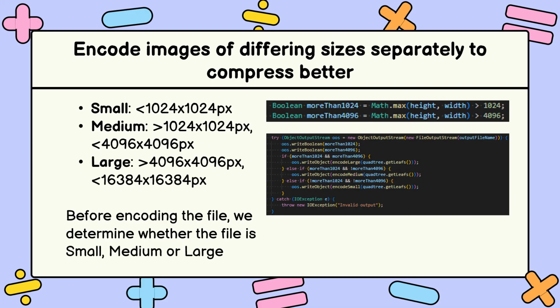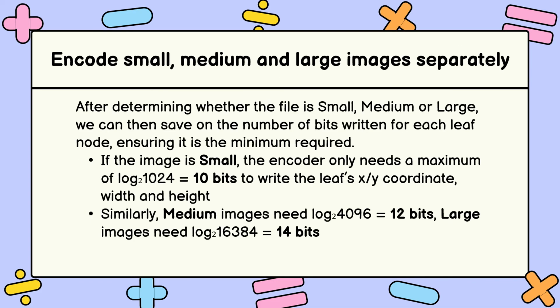We encode small, medium, and large images separately so that we can ensure the most efficient compression. Before encoding the file, we determine whether the file is small, medium, or large. After determining the size of the file, we can then save the number of bits written for each leaf node, ensuring it is the minimum required.